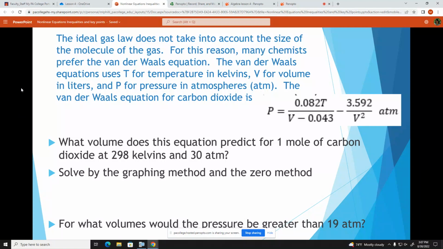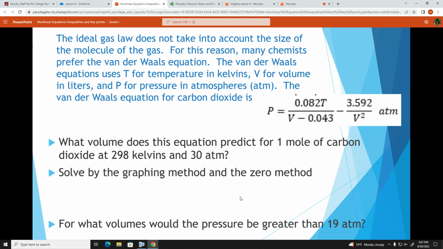Hello, in this video we're going to look at an equation and an inequality. We've got a lot going on, so let's take a moment to read. I'm reading at the top what is in the blue font. The ideal gas law does not take into account the size of the molecule of the gas. And so for this reason, many chemists prefer the van der Waals equation.